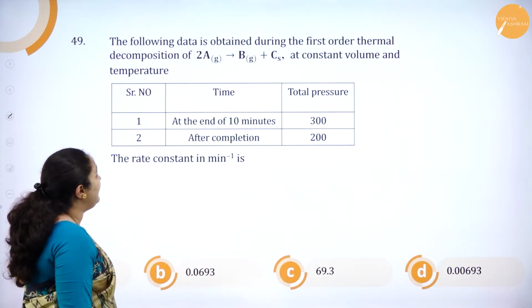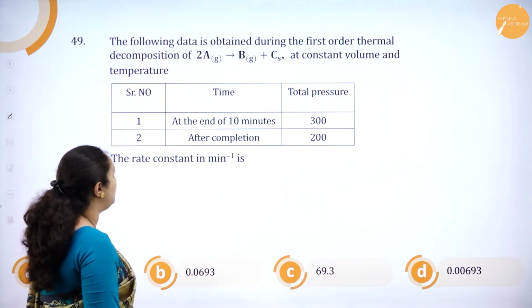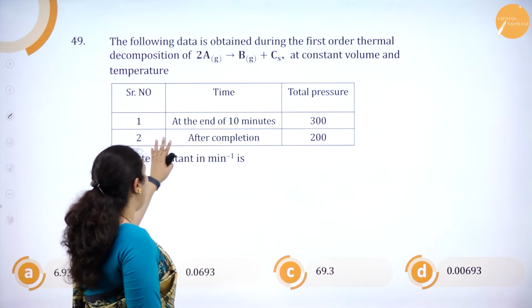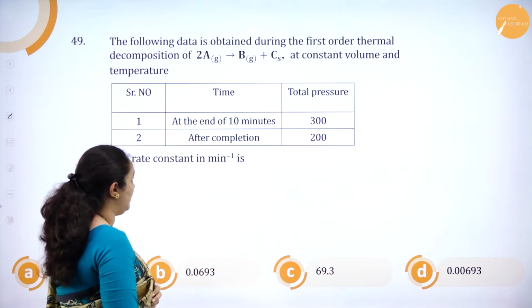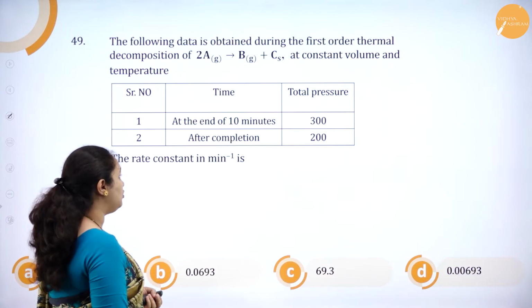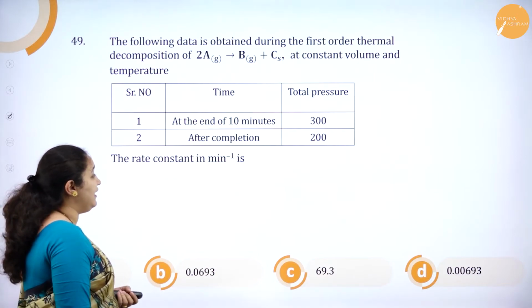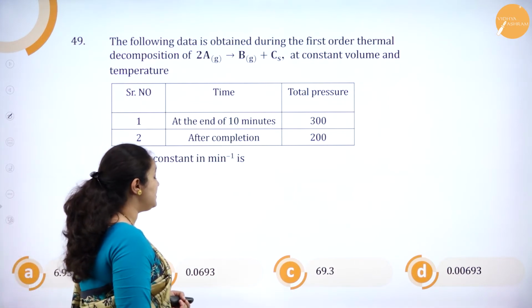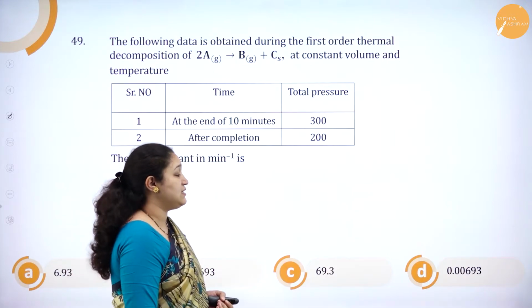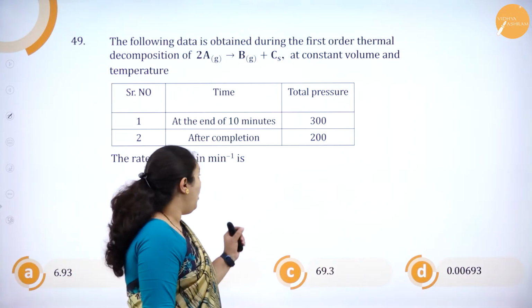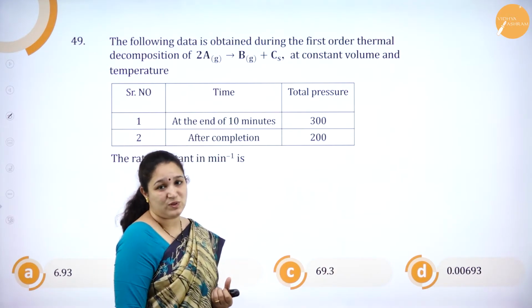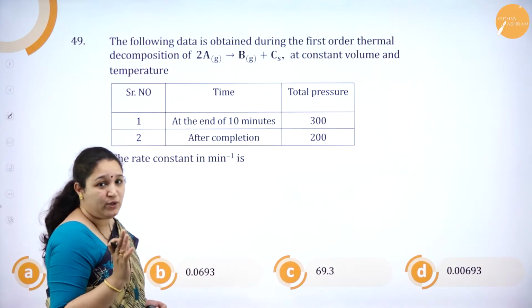Question 49. The following data is obtained during the first order thermal decomposition of 2A giving B plus C at constant volume and temperature. At the end of 10 minutes, the total pressure is 300. After completion, the total pressure is 200. The rate constant in per minute is 6.93, 0.0693, 69.3, 0.00693. So we have to tell what is the rate constant of the first order reaction according to this data. So how are we going to solve this?